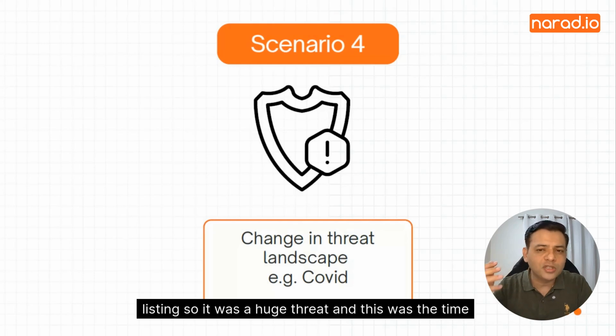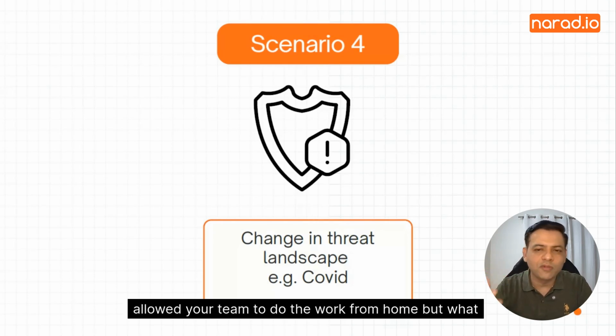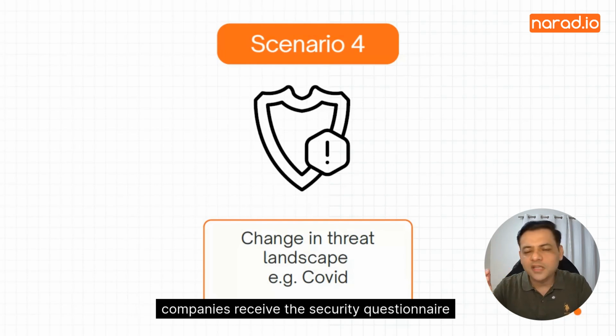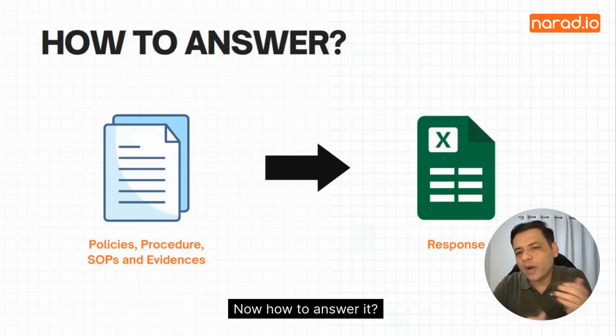So it was a huge threat, and this was the time when the regulator asked everyone, okay, now you have allowed your team to work from home, but what about the data security? Do you have the right controls in place? So these are the four classic scenarios when companies receive security questionnaires. Now, how to answer it?